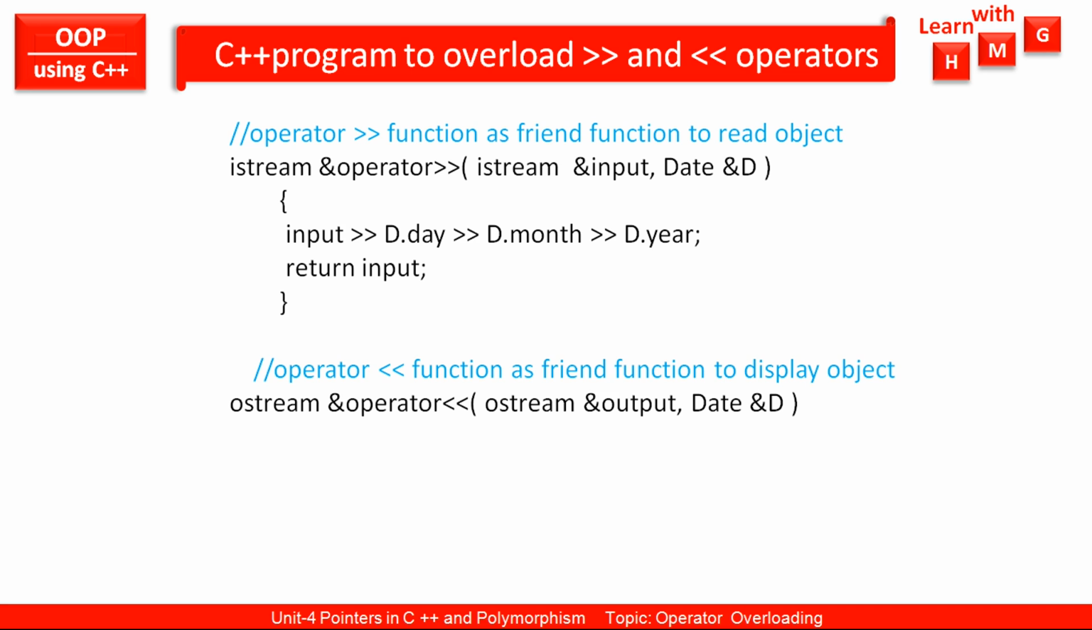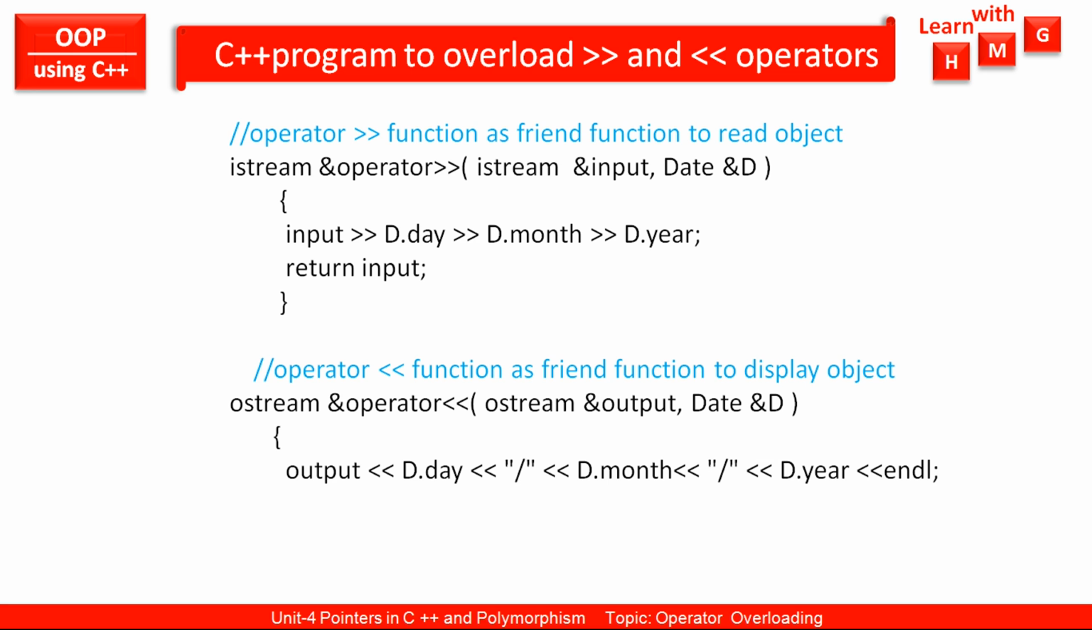So here this output represents the output stream object, that is, instead of cout we are using this output, and this operator insertion function returns the object of the type ostream class. So the return type is ostream class, which means this function is going to return the object.